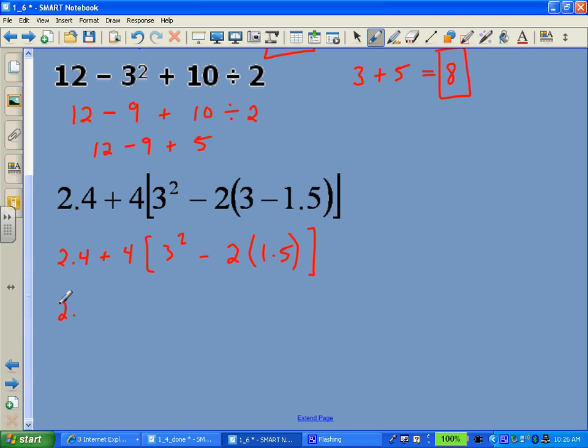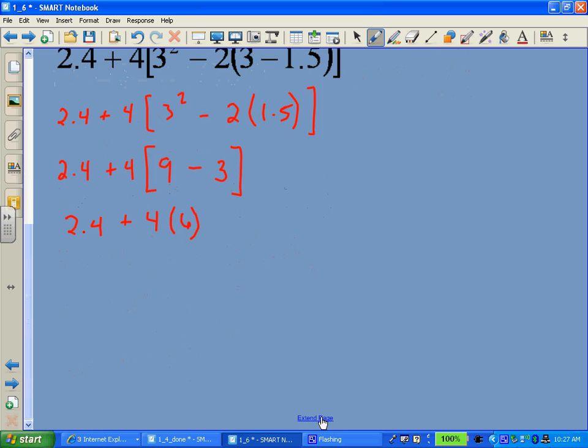Okay, now I want to do what's in the brackets. In the brackets I have exponents, so I need to do those. So 3 squared is 9. Then I have multiplication, so 2 times 1.5 is 3. So then when I go ahead and do again inside the brackets, 9 minus 3 is 6. So then I have 2.4 plus 4 times 6.